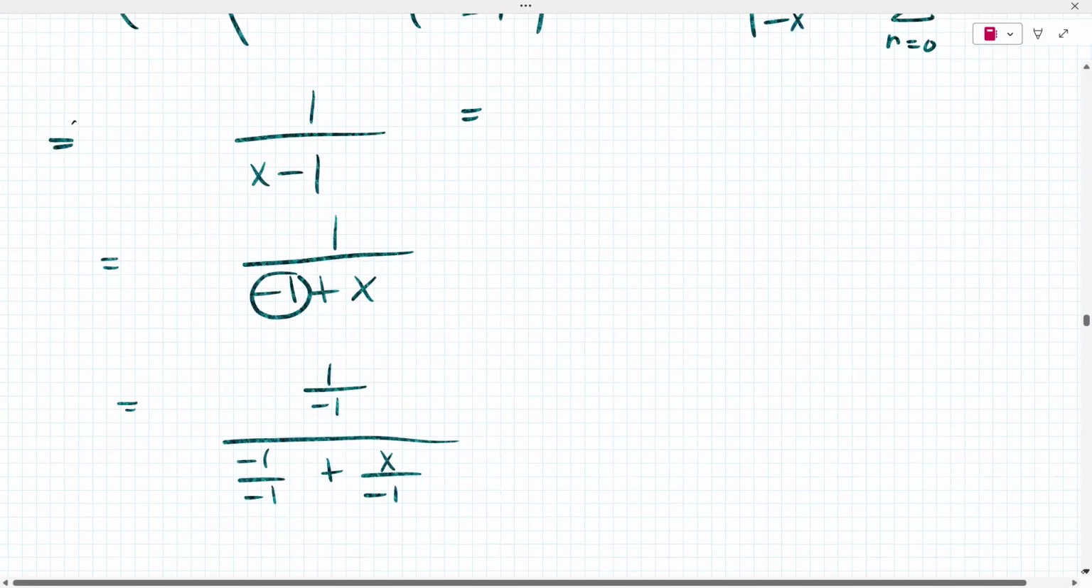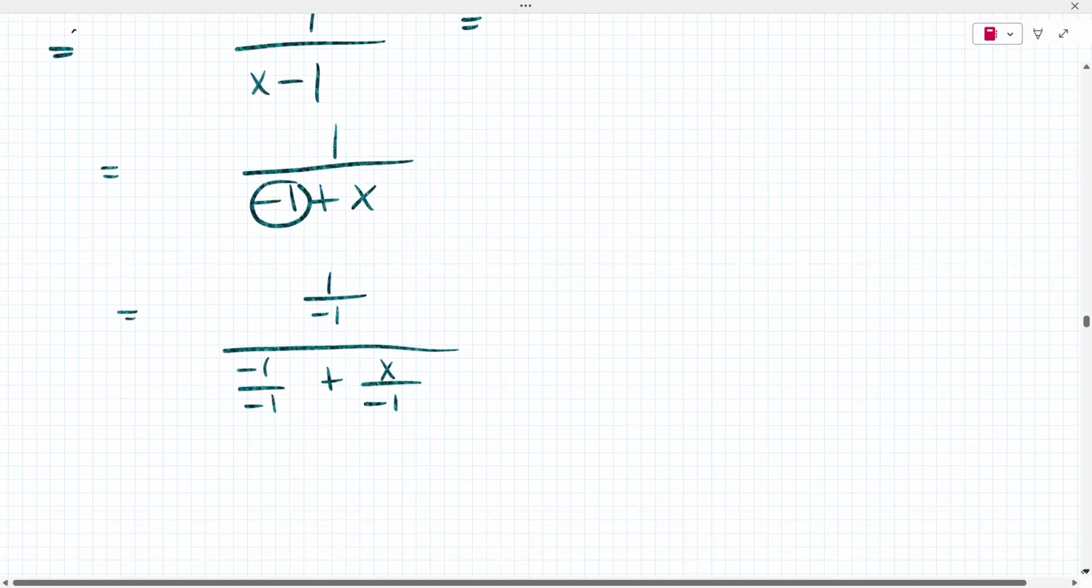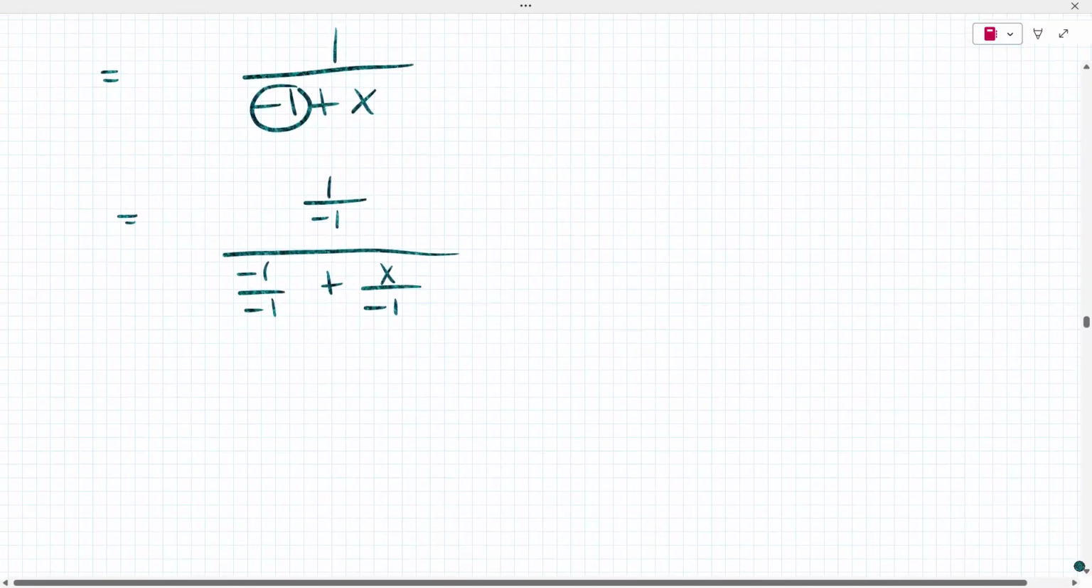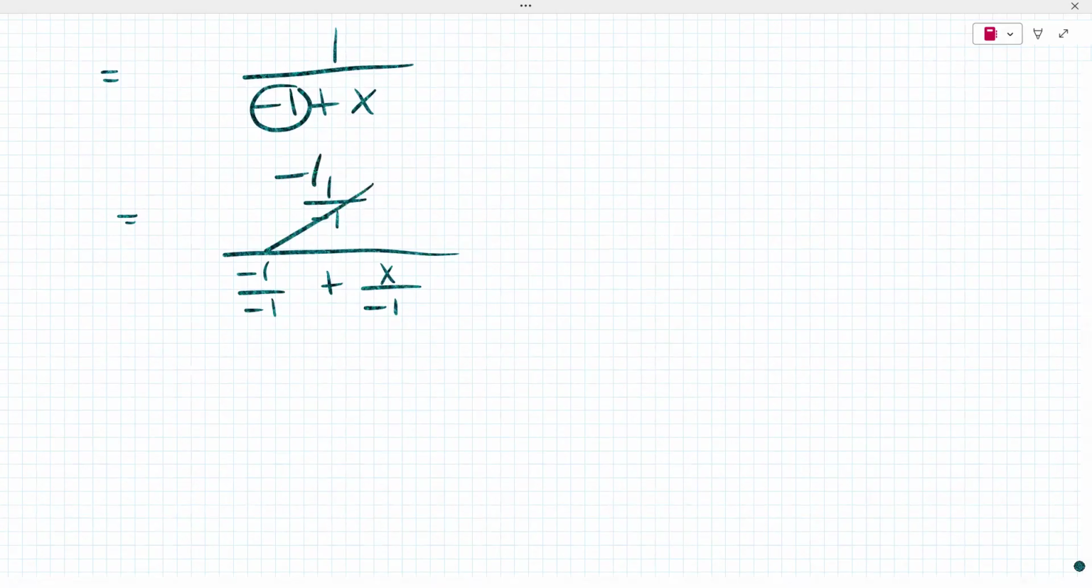So now 1 divided by negative 1 is just negative 1. I still want that to be a positive. Negative 1 over negative 1 is positive. x divided by negative 1 is negative x. So the bottom is really good. That's what we want. I want this negative 1 to be a positive, so that's why I have to factor out a negative 1.